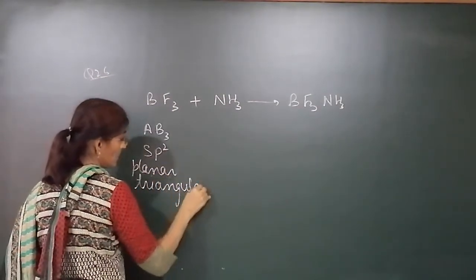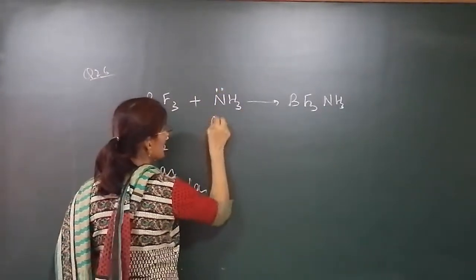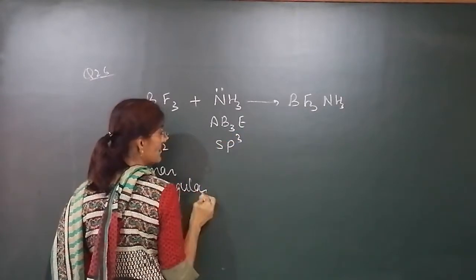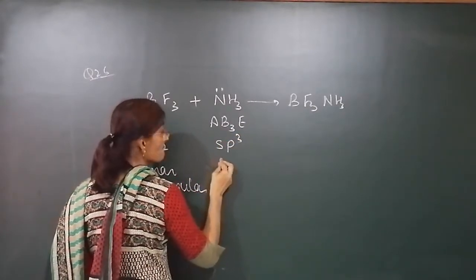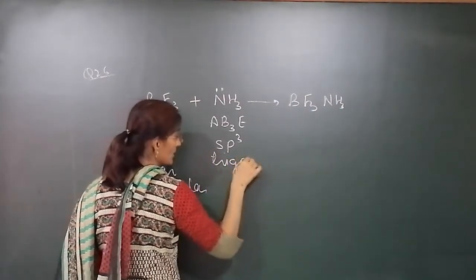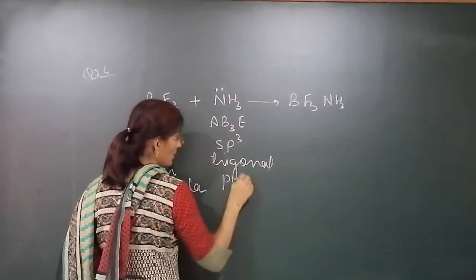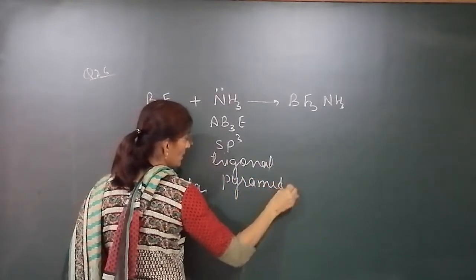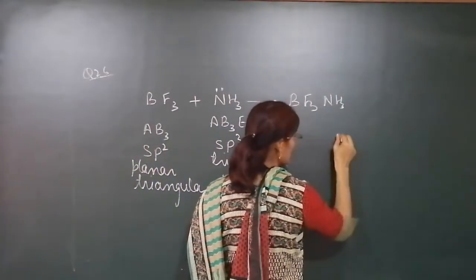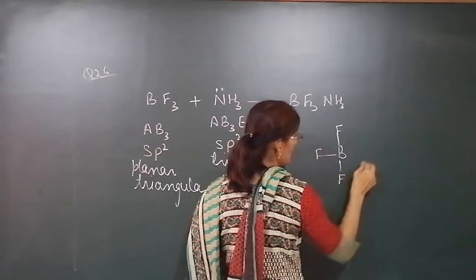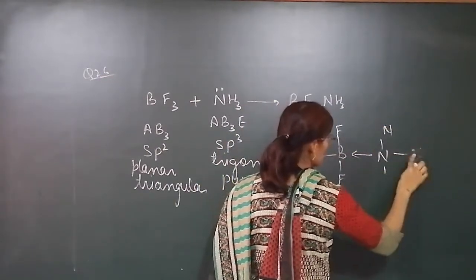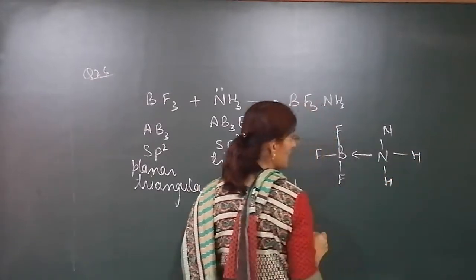No lone pair in BF3. In NH3 there is one lone pair, so it is AB3E type. It is sp3 hybridized, and its shape is trigonal pyramidal. One lone pair and 3 bond pairs. When this compound is formed, this is BF3. It will accept an electron pair from nitrogen like this. So now both of them are sp3 hybridized.